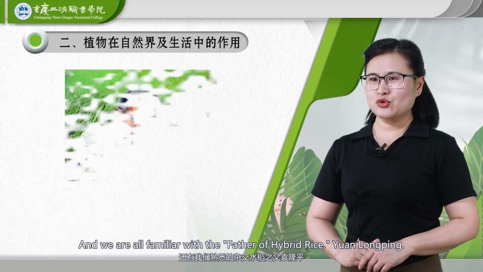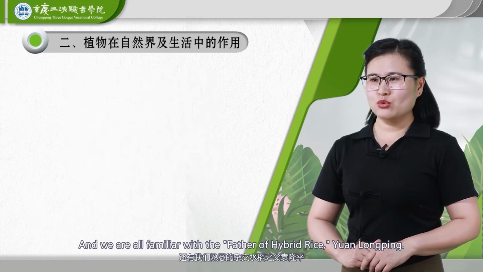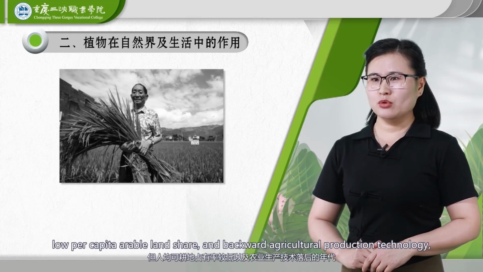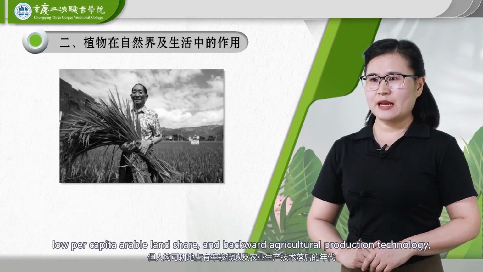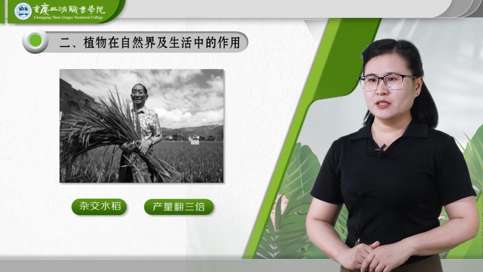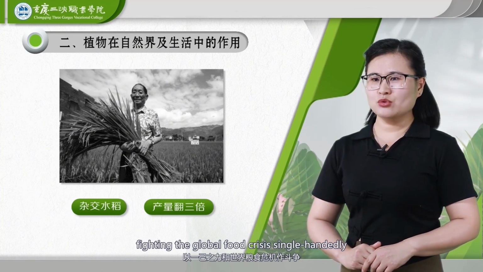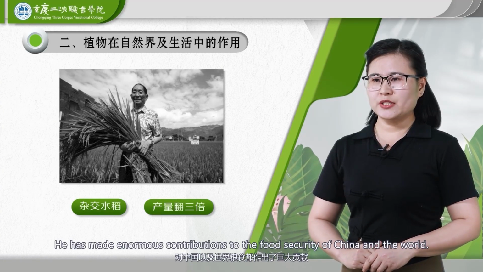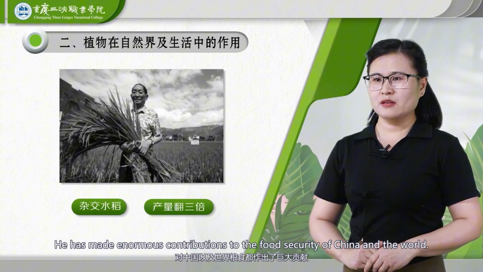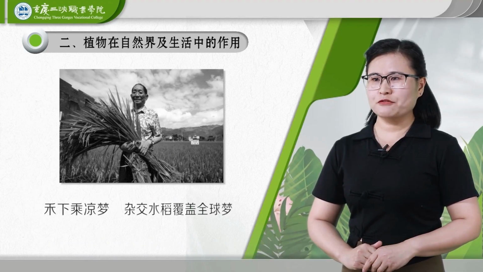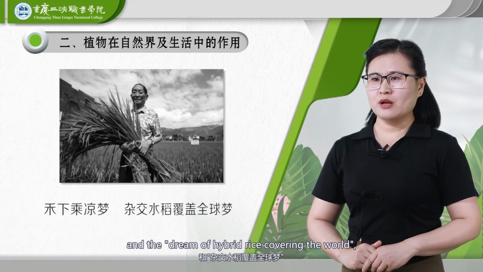And we are all familiar with the father of hybrid rice, Yuan Longping. During an era when China had a large population base, low per capita arable land share, and backward agricultural production technology, he developed hybrid rice, which tripled China's grain production, fighting the global food crisis single-handedly and enabling many people to escape hunger. He has made enormous contributions to the food security of China and the world. I hope we will continue to pursue the dream of enjoying cool shade under rice plants and the dream of hybrid rice covering the world and continue to strive and forge ahead.